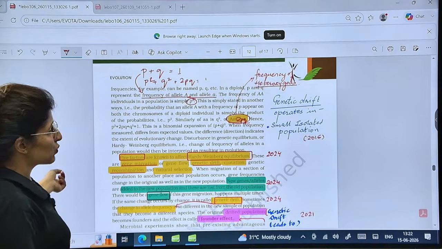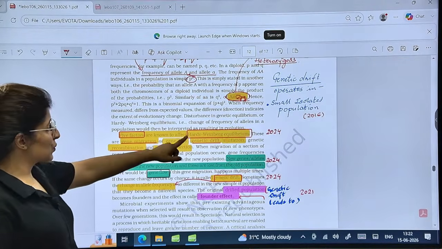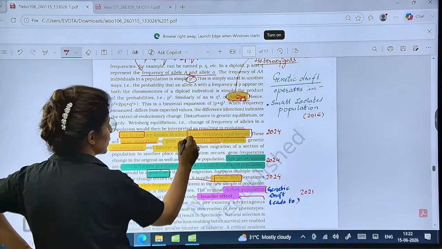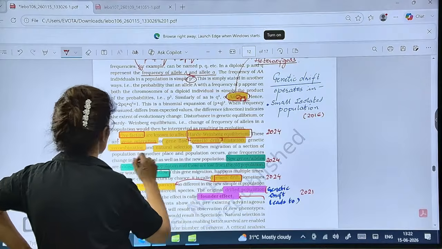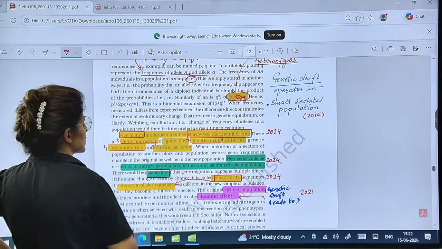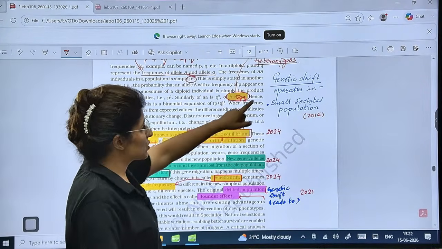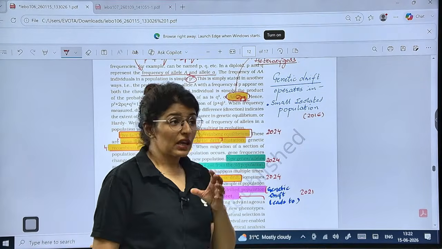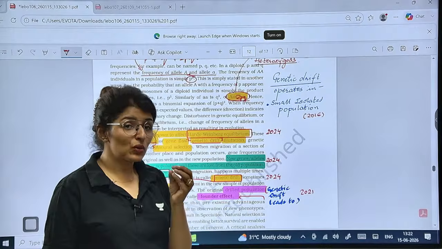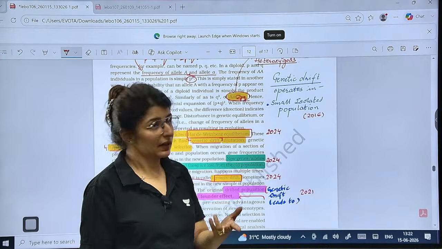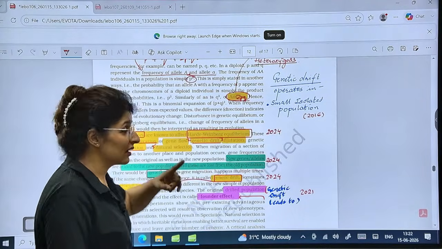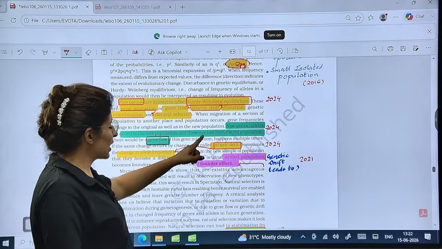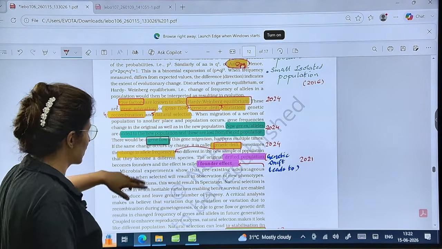Is that clear? Now what are the 5 factors which disturb the Hardy-Weinberg equilibrium? Number 1, gene migration or gene flow. Second is genetic drift. Third is mutation. Fourth is recombination. And 5 is natural selection. Genetic drift operates in small isolated populations. Yes, in small isolated populations you can see the changes occurring very quickly. This is an important line. Think about it. And then new genes or alleles are added to the new population and these are lost from the older population. Gene flow.